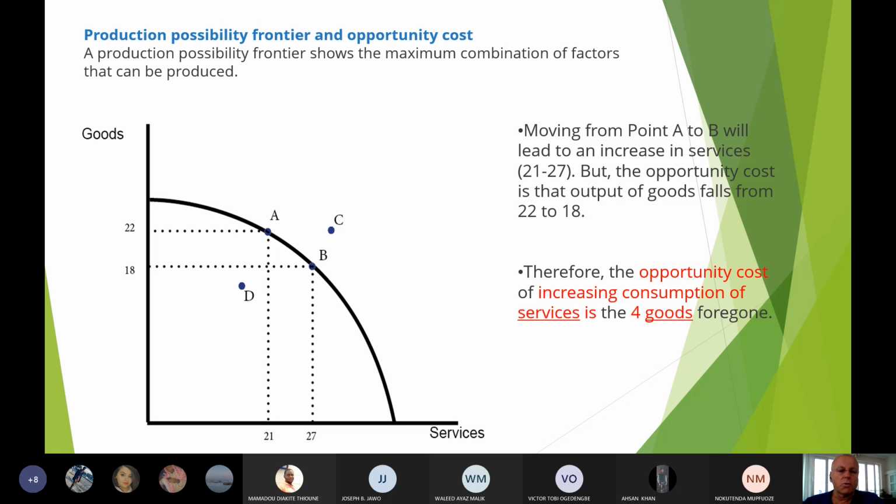Production possibility frontier and opportunity cost. A production possibility frontier shows the maximum combination of goods and services that can be produced, as I mentioned to you on this curve. We have this full capacity, and moving from point A to B will lead to an increase in services from 21 to 27, or vice versa. For the goods, it is 22 to 18, or from 18 to 22.